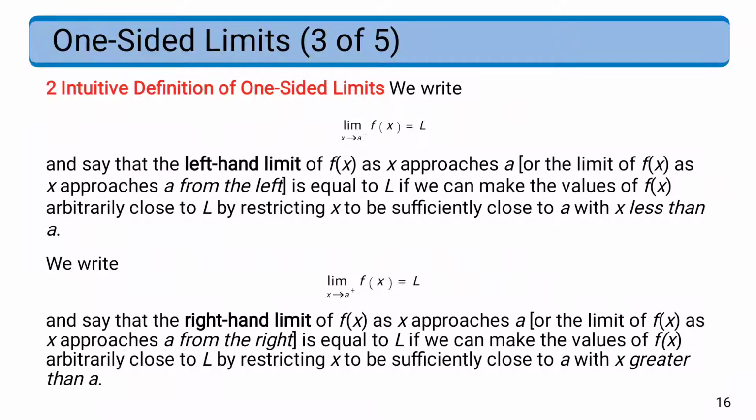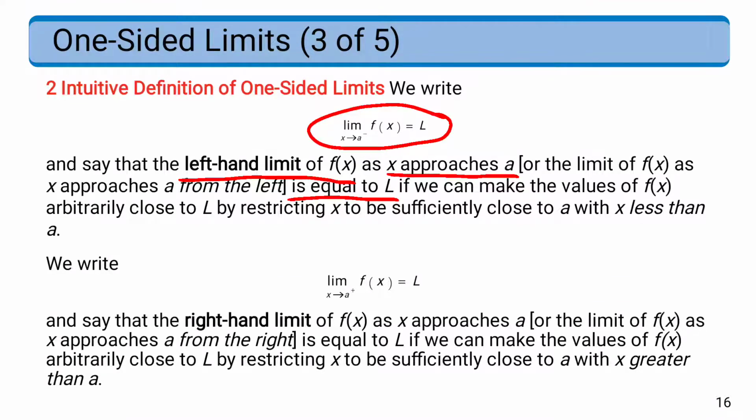So now we can talk about some kind of a definition of the one-sided limit. Whenever we have the limit of f of x being equal to L as x approaches a from the left, we can also say the left-hand limit of f of x as x approaches a is equal to L. That's one thing we can say.